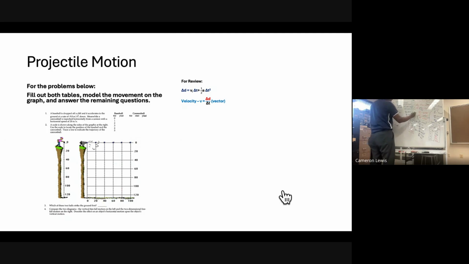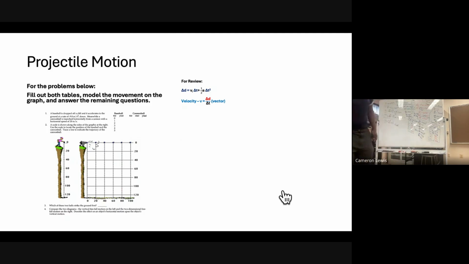After 2 seconds, how far do I go horizontally? 40 meters. How did you get 40 meters? 20 times 2. All right.